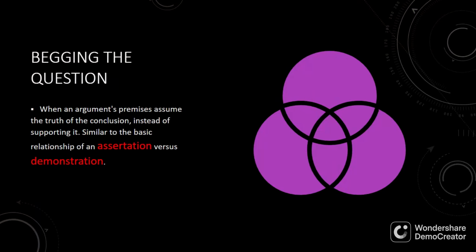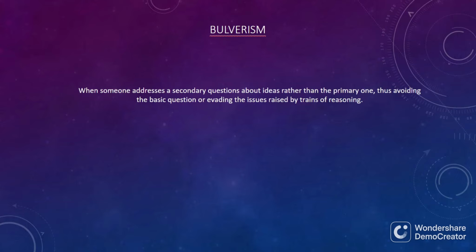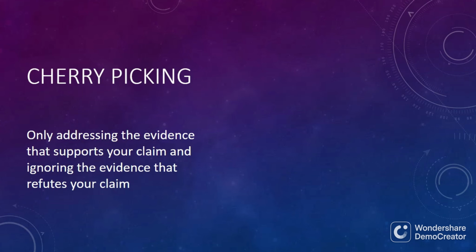Begging the question fallacy, when an argument's premises assume the truth of a conclusion instead of supporting it, similar to the basic relationship of an assertion versus a demonstration. Bulverism, when someone addresses secondary questions about ideas rather than the primary one, thus avoiding the basic question or evading the issues raised by the trains of reason. Cherry picking, only addressing the evidence that supports your claim and ignoring the evidence that refutes it.